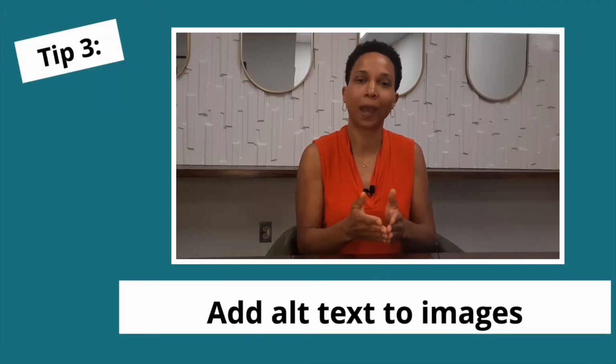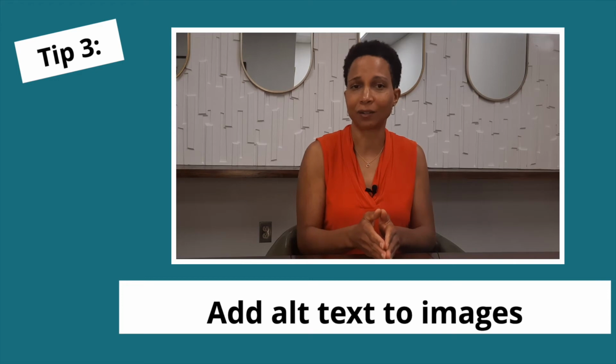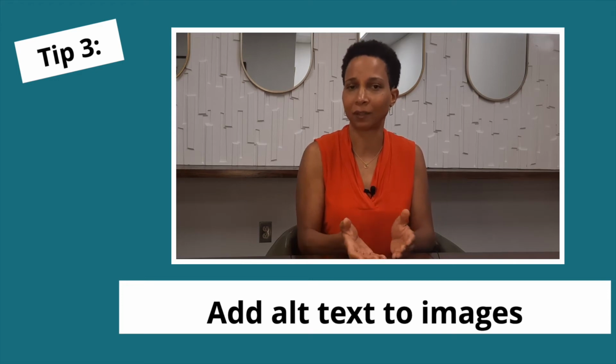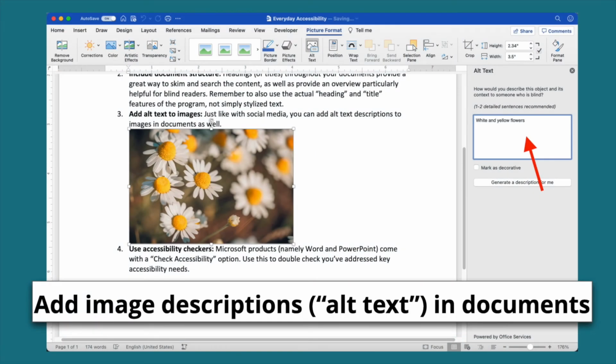Tip 3. Add alt text to images. Just like social media, you can add alt text descriptions to images and documents as well. You'll typically see an input box to add descriptions grouped with other options when you insert the image, as in Microsoft Word's alt text option.